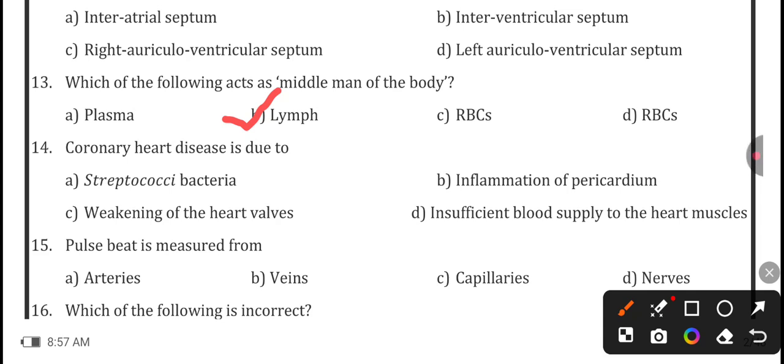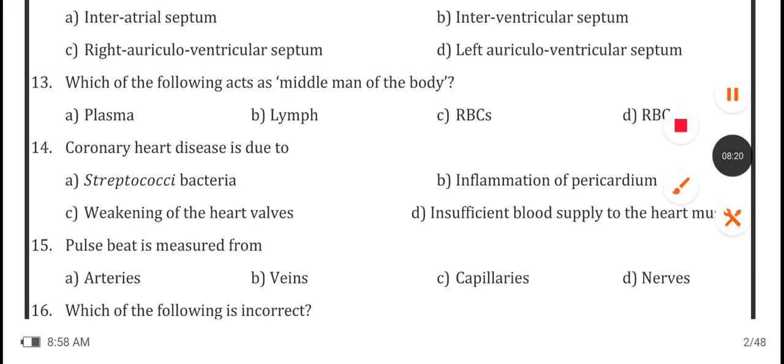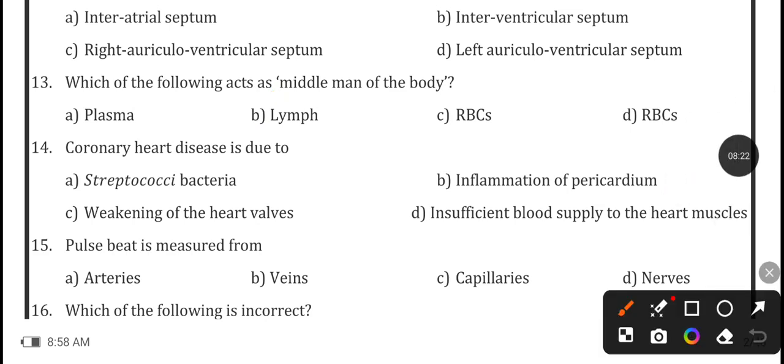Now the coronary heart disease is due to the streptococci bacteria. No. B, inflammation of the pericardium. No. C, weakening of the heart valves. No. Insufficient blood supply to the heart muscles, this is the correct answer. Insufficient blood supply to the heart muscle causes the coronary heart disease. This is the correct option.